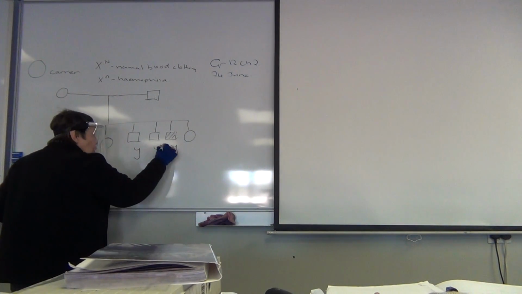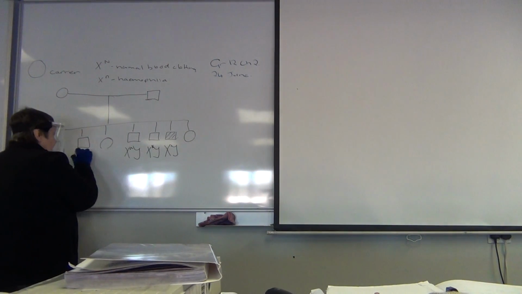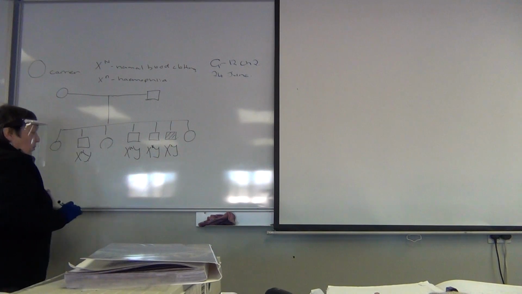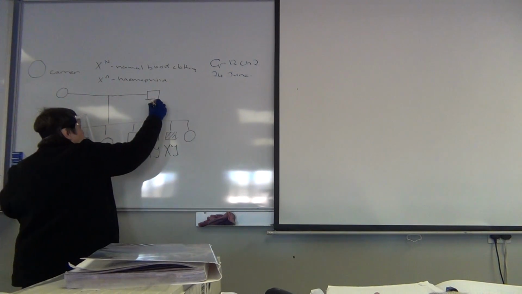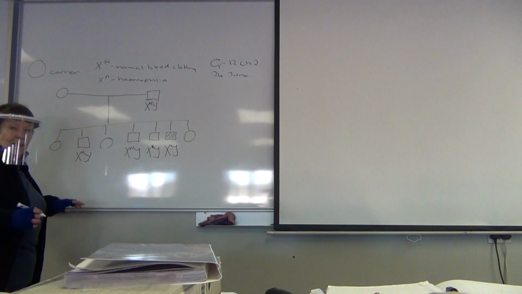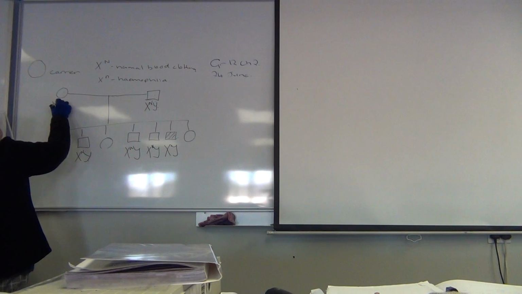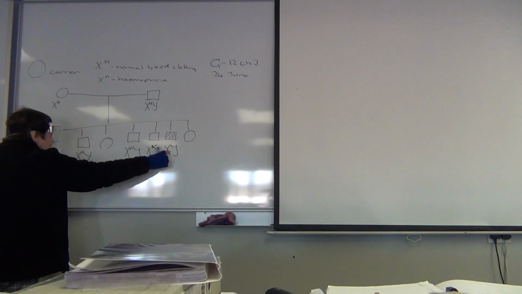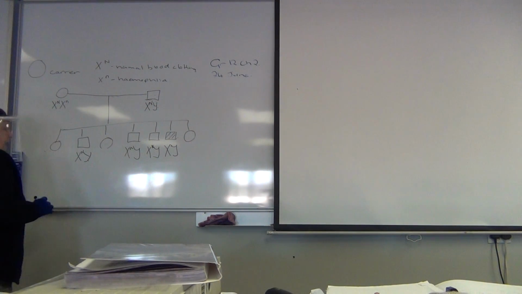This male shows the condition, X little n. This one doesn't, this one doesn't, that one doesn't. And that tells you, if you go up to the parents, that this father does not show it, so he must be X big N. The mother doesn't show it, so she must be X big N. But for that son to have X little n, this mother must be a carrier.